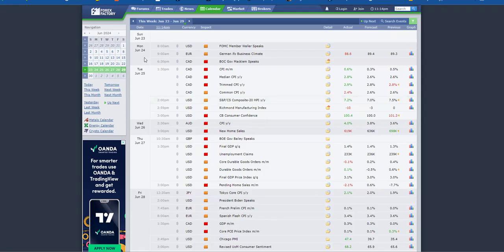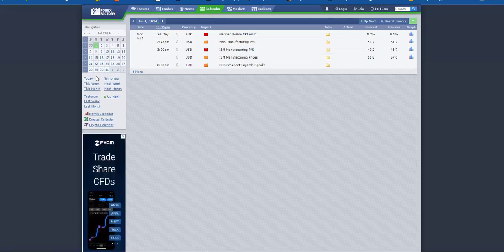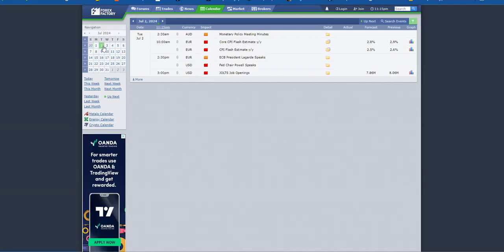On Monday, which is market open. Where is it now? Not that one, sorry guys. On Monday, July, this is what we have: all day Euro. So we have CPI that may affect EURUSD. And also we have PMI coming in and interest rate coming in on USD the same day on Monday. So get ready for that. If I were you, I'd close my trade before that.